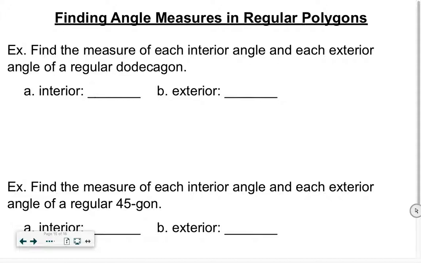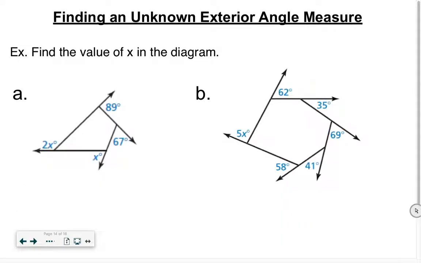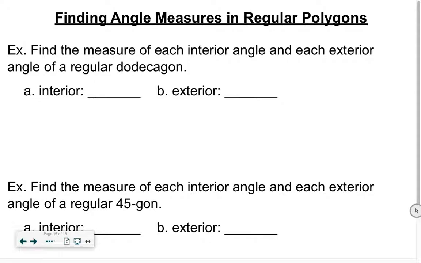Okay, so we're almost done with this. I don't know, where did we leave off here? Yeah, we did these two and then we didn't go any further, right? So this says finding angle measures in a regular polygon. So again, what does regular mean? Parker? Very good. It's equilateral and equiangular. So in other words, all the angles are going to be the same size. So it says find the measure of each interior angle and each exterior angle of a regular dodecagon.